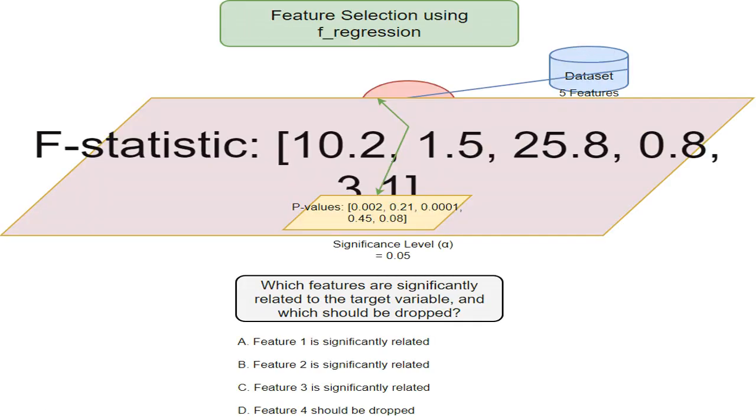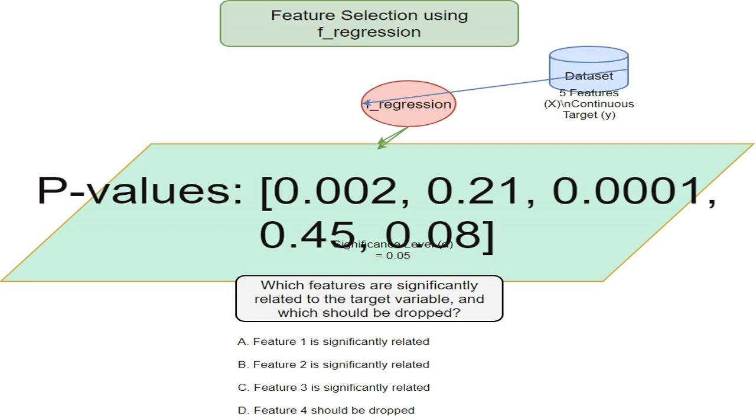For each of the 5 features, f_regression gives an F statistic. This statistic tells me how much variation in the target variable is explained by each feature. A higher F statistic suggests a stronger relationship. Notice that feature 3 has the highest F statistic, 25.8, indicating it's the strongest predictor.